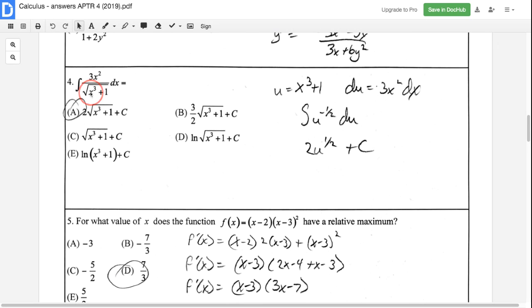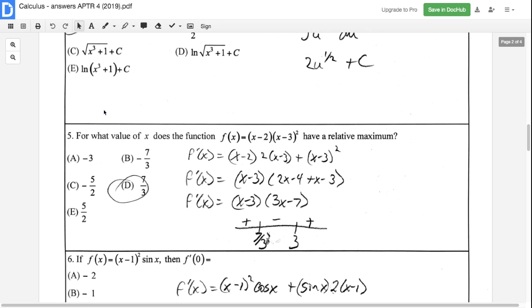4, I need a u for x cubed plus 1. Derivative of that is 3x squared. I've got the 3x squared, so that means I'm dealing with 1 over the square root of u, which is the same thing as u to the 1/2. U to the negative 1/2 integrates into u to the 1/2. Reciprocal of 1/2 gives me 2, so I need 2 u to the 1/2. So 2 times the square root of x cubed plus 1 gives me A.